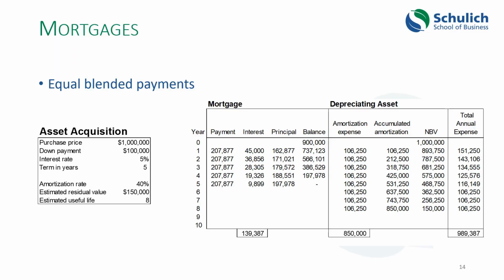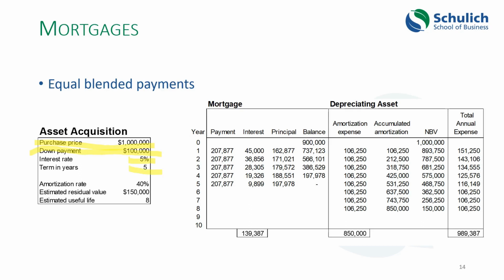Mortgages are just a loan where you make blended payments, an equal blended payment. This is a spreadsheet that you've seen in class when we were talking about different kinds of depreciation. The scenario I'm setting up here is you've got a purchase price for an asset of $1 million. Generally, banks don't like to loan you the whole amount of money, so I'm going to assume that we're going to make a $100,000 down payment. The bank is going to charge us 5%, and we're going to pay it off over 5 years.